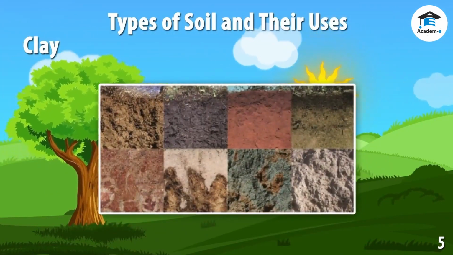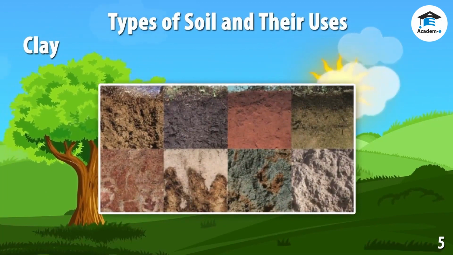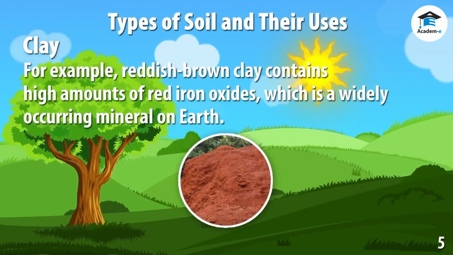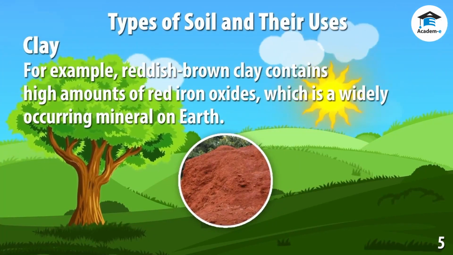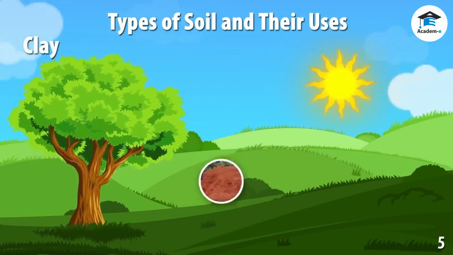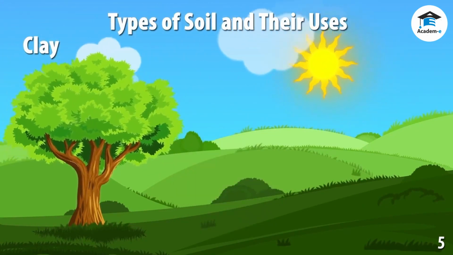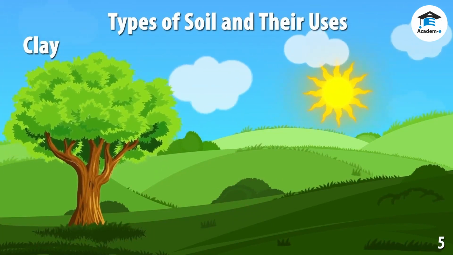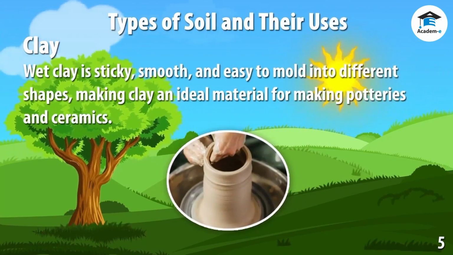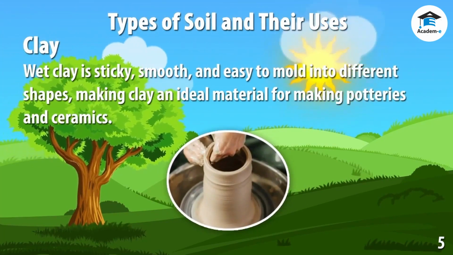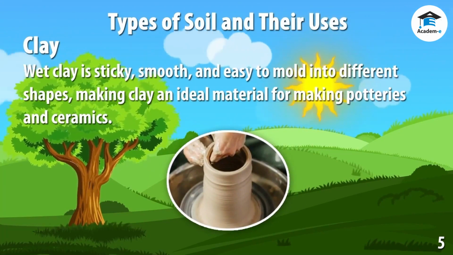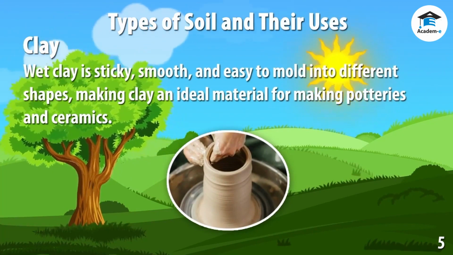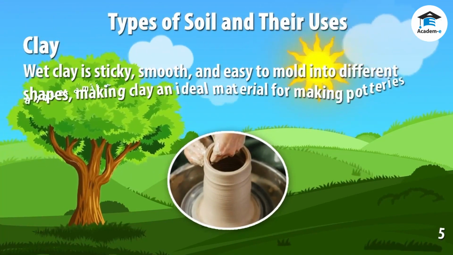Like sand, clay exists in various colors depending on its content. For example, reddish-brown clay contains high amounts of red iron oxides, which is a widely occurring mineral on Earth. Iron oxides are chemical compounds that consist of iron and oxygen. A common form of iron oxides is rust. Wet clay is sticky, smooth, and easy to mold into different shapes, making clay an ideal material for making potteries and ceramics. On the other hand, dry clay is hard and brittle.